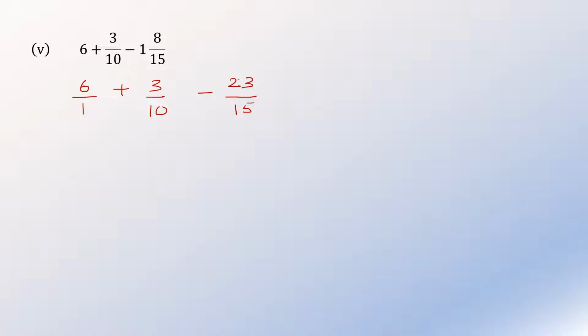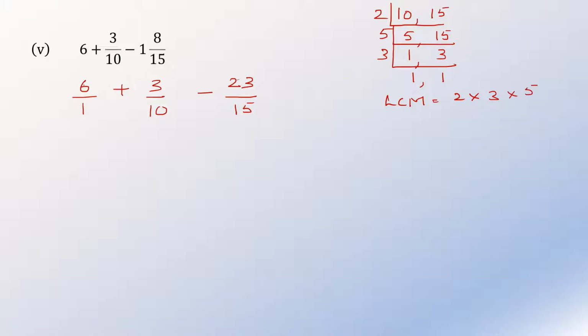So let's find the LCM of 10 and 15. 10 and 15. 2 5's are 10. I bring down 15. You can use 5. 5 1's are 5. 5 3's are 15. I can use 3. 1 and 3 1's are 3. So LCM equals 2 into 3 into 5. 2 3's are 6 into 5. 6 5's are 30. So our LCM is 30.